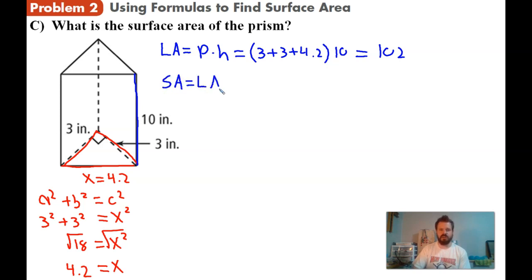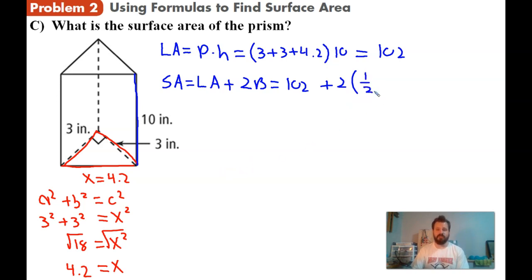We said surface area is lateral area plus 2b. Right, so lateral area, the 102 we just found, plus 2 times b, the area of the base. Well, what kind of base do we have? This time it's a triangle. I know area of a triangle is half times base times height.